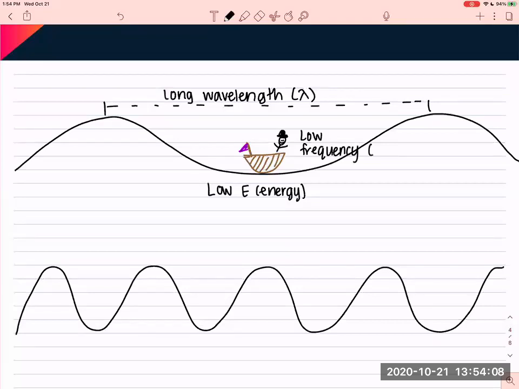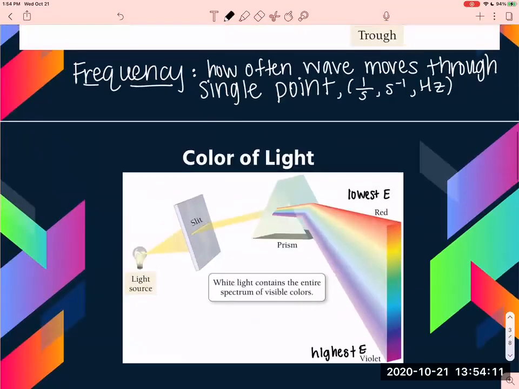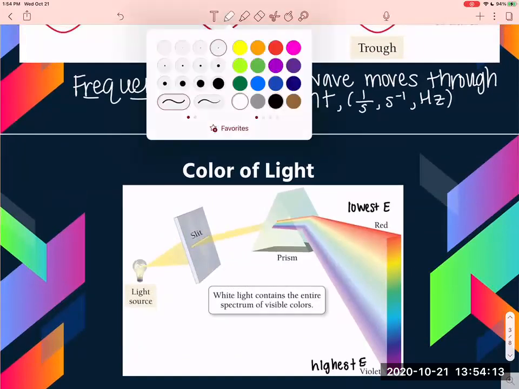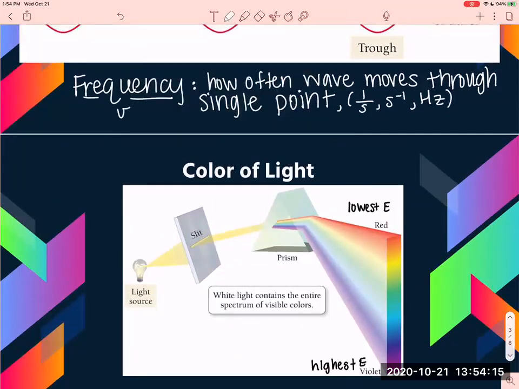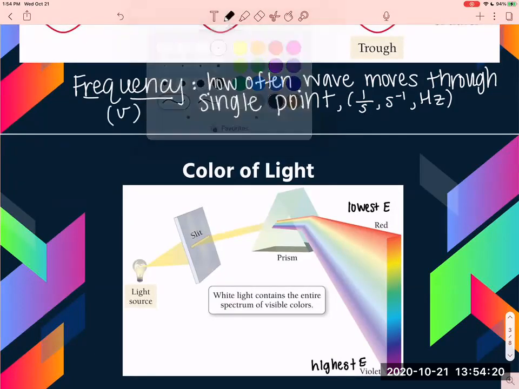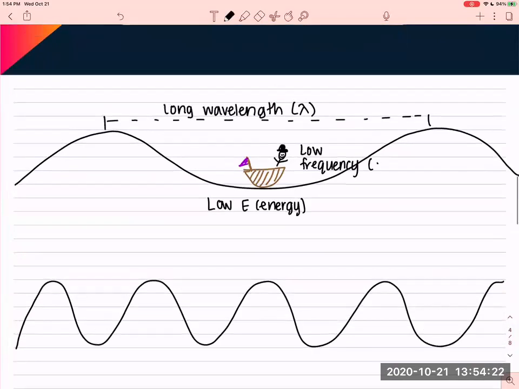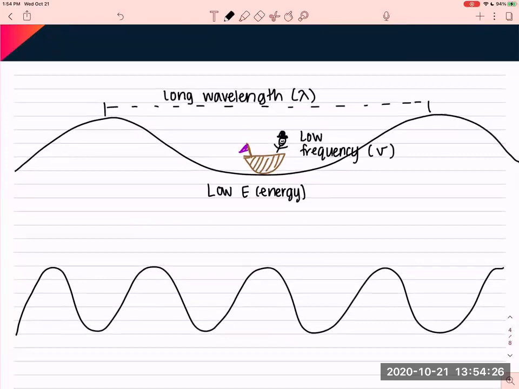And that frequency, oh yes, I forgot to tell you, the frequency unit is going to be nu. So frequency is nu, which is like a fancy V. So our frequency is nu. Some textbooks will say F for frequency, but it is technically nu. Okay, so low energy situation. This is like red light. Okay, low energy, long wavelength, low frequency. Look at these L's. Low, low, long.